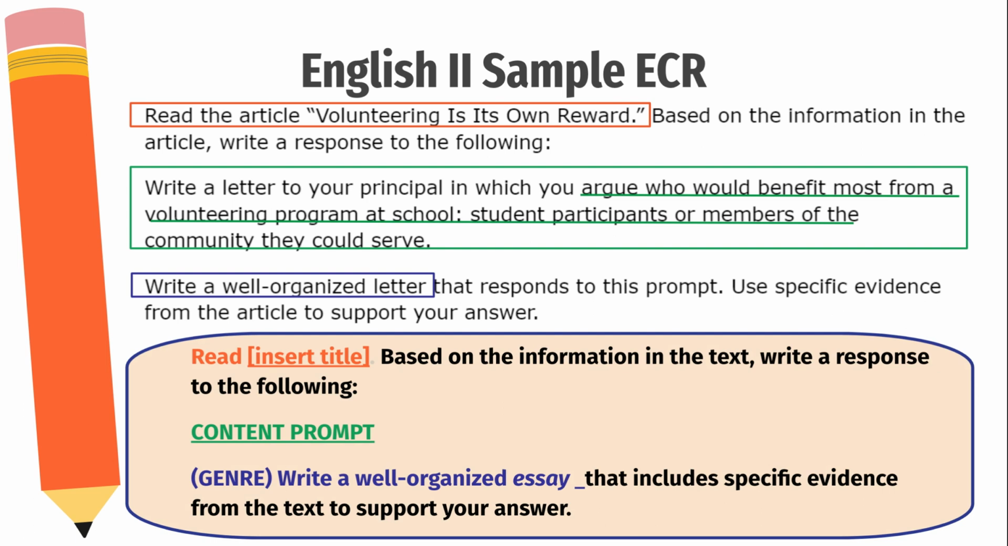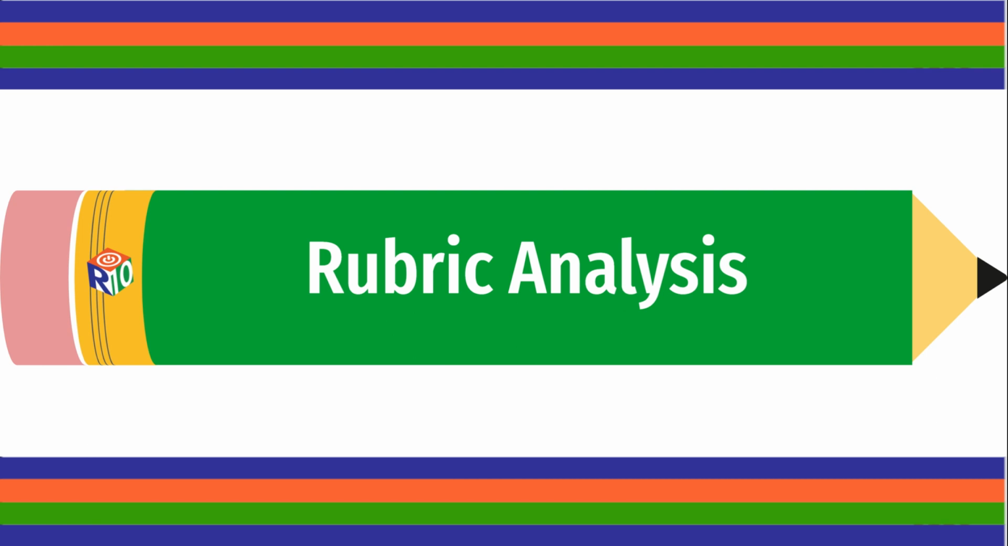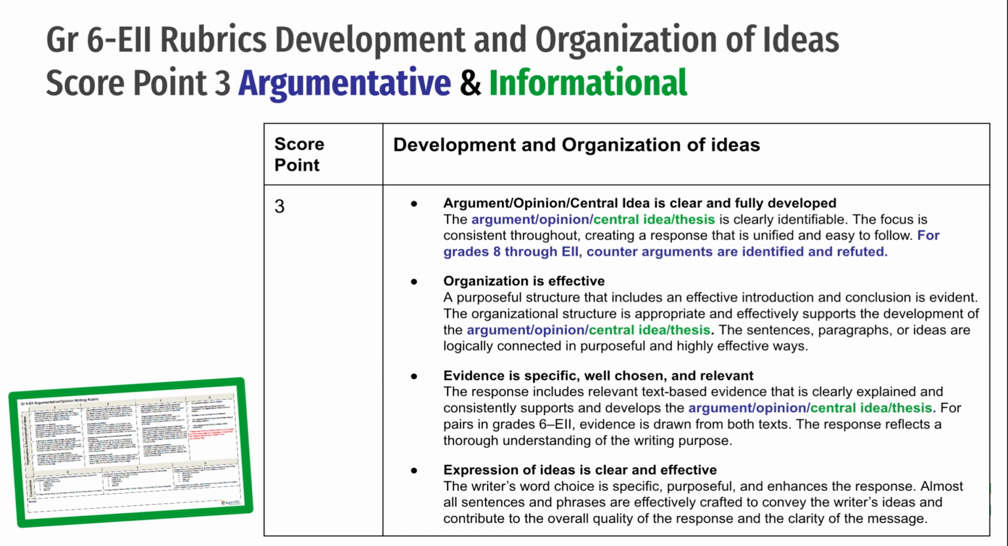We've taken a look at ECRs and some sample prompts. Now let's examine the rubric from which they will be scored. Remember, you will be assessed on development and organization of ideas first. To receive the full 3 points, you need to consider the following: your thesis statement, if writing an informational essay, or argument, if writing an argumentative essay, is clear and fully developed. Also, if you are writing an argumentative essay, you have included a counter-argument that is refuted.